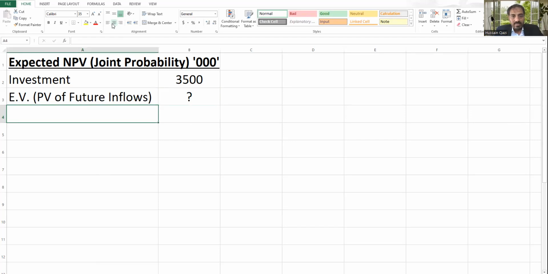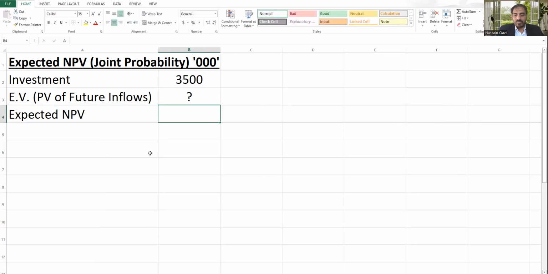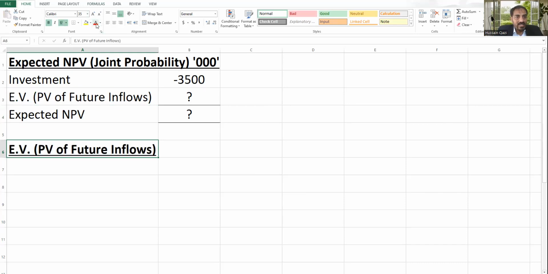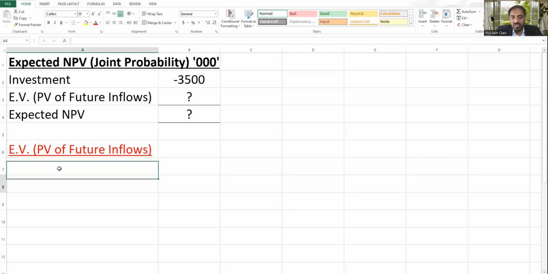And then finally, we need to be able to calculate expected NPV. So yes, here it's 3,500 minus the expected value, that is, the present value of future inflows.